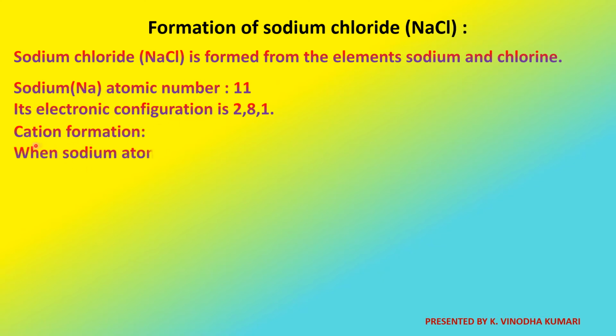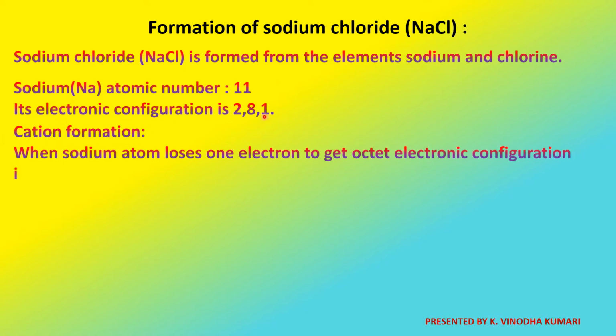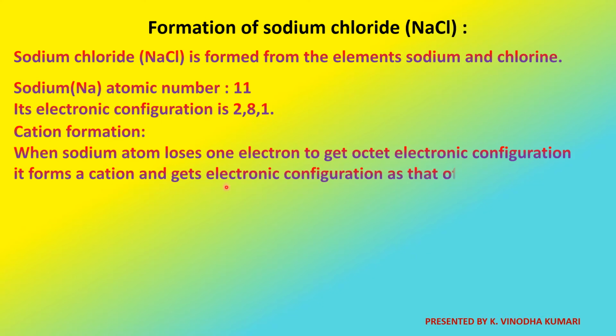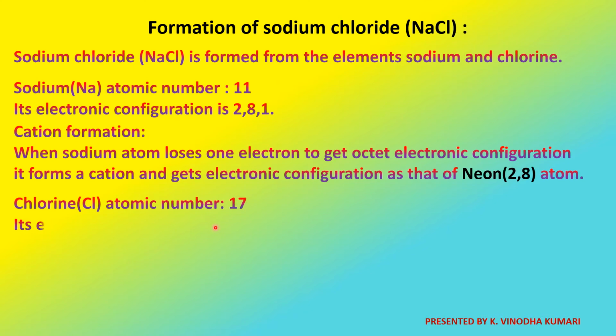Sodium is a metal. So generally metals which have 1, 2 or 3 electrons in their outermost shell can form a cation. Sodium in its outermost shell contains 1 electron, so it loses its 1 electron to get the octet configuration of neon, and it forms a cation. And now chlorine: chlorine's atomic number is 17 and its electronic configuration is 2, 8, 7.